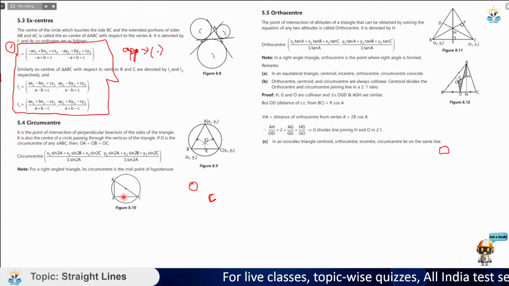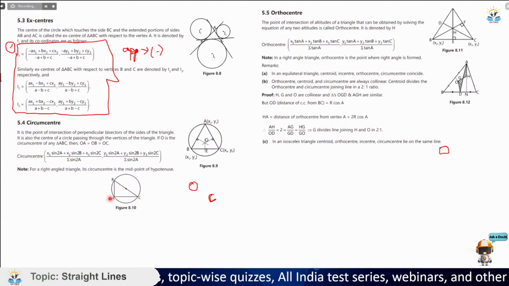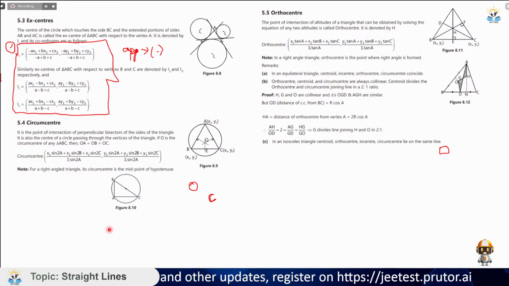For a right angle triangle, the circumcenter is the midpoint of the hypotenuse. This is very important. This is a right angle triangle. Look at line AB: it is perpendicular to AC, and AC is perpendicular to AB. So this is a right angle circle.